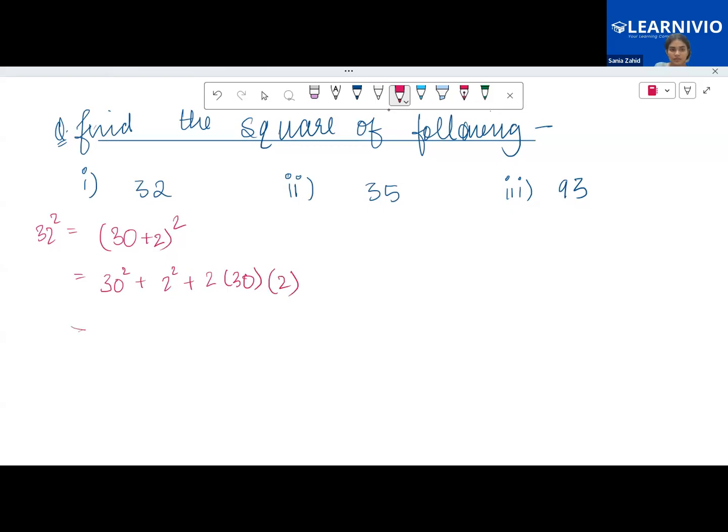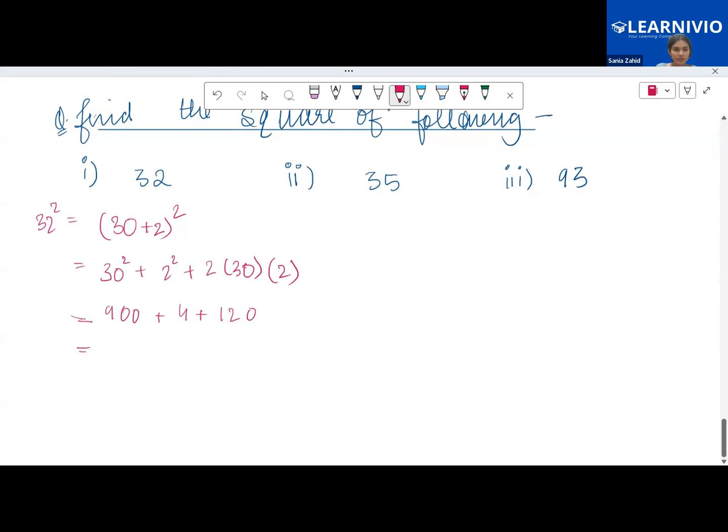So what is now 30 square? 900. 900 plus 4 plus 120. 2 into 30 into 2 is 120. Okay, then you add all of these. You get 1024 is your answer. Now for the number with a 5 at its unit place, what will be the answer? 35 square is equal to? 5 square is equal to 25, and then 3 times 4 is 12. So you get 1225.